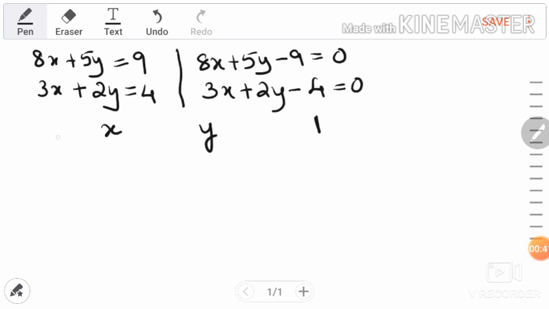So towards the left of x, start writing the coefficients of y. So 5, 2. Then between x and y, we write the constant terms -9, -4, one below the other. Between y and 1, we write the coefficients of x terms, 8 and 3. And to the right side of 1, we write again b1 and b2. So b1 and b2 is 5 and 2.